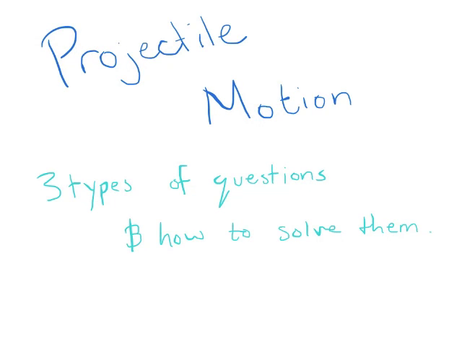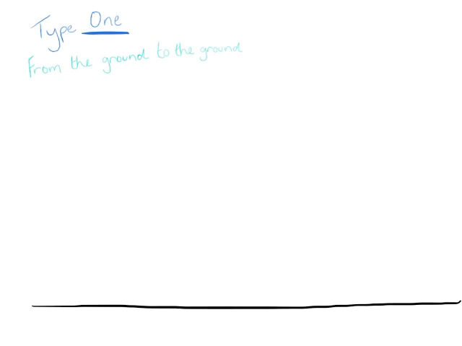Okay, so projectile motion. There are three types of questions that you could be asked. The first type of question is something going from the ground back to the ground. So the object is going to start at ground level, projectile, and come back to ground level. This is the simple type.